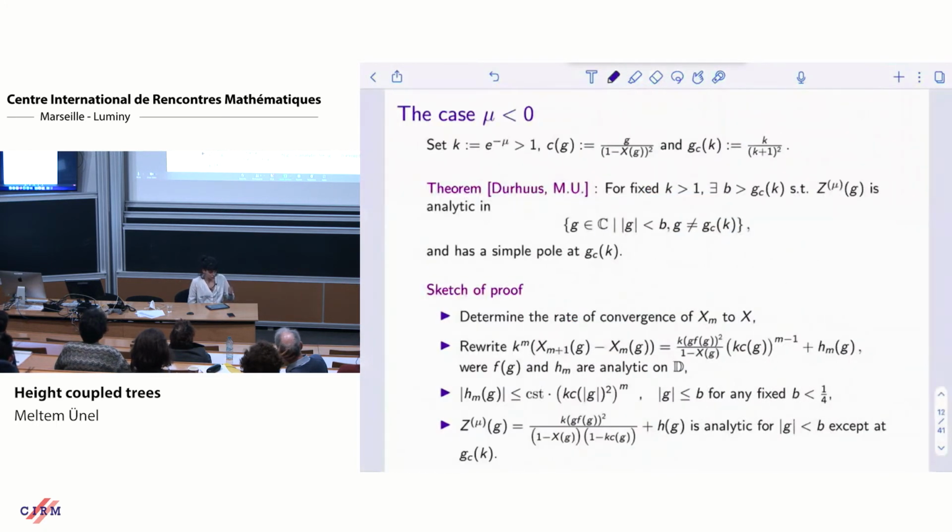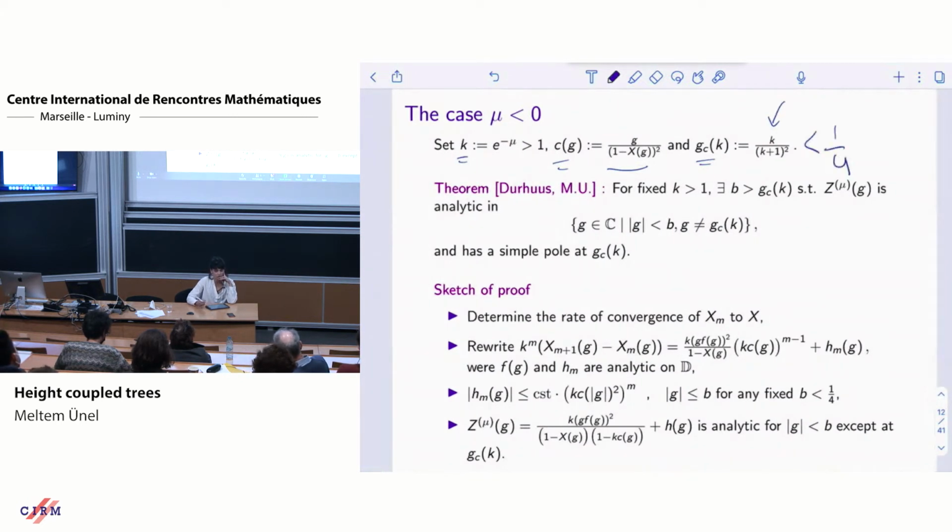And so let me move on to the case mu smaller than 0. This case is fairly easy to understand. So I just rewrite e to the minus mu as k, where k is greater than 1. And this is just a notational thing that we use for simplicity. And let me define g_c(k), where c stands for the critical point, by k over (k plus 1) squared. And notice that this is smaller than 1 over 4 for any k that is greater than 1, which means that the critical point is actually going to shift towards 0.